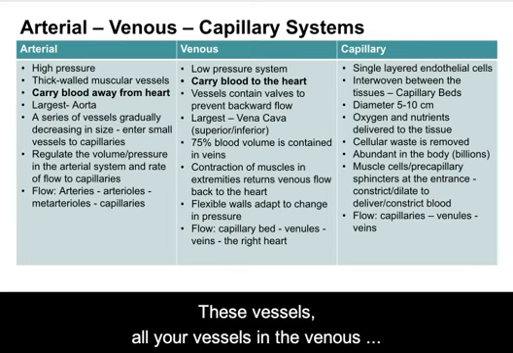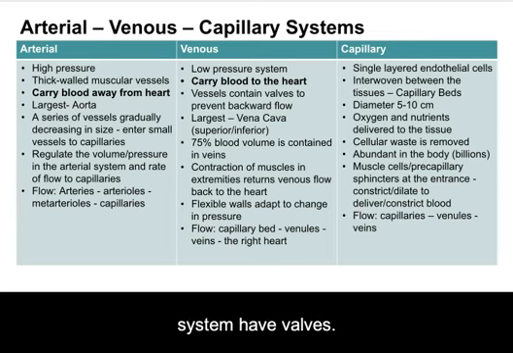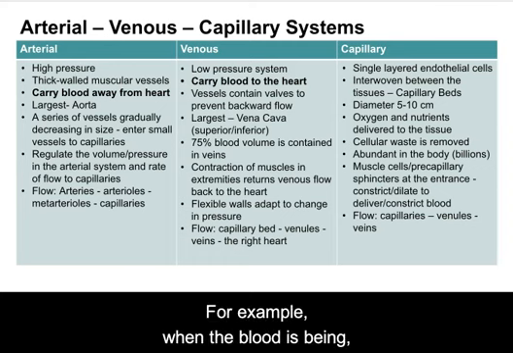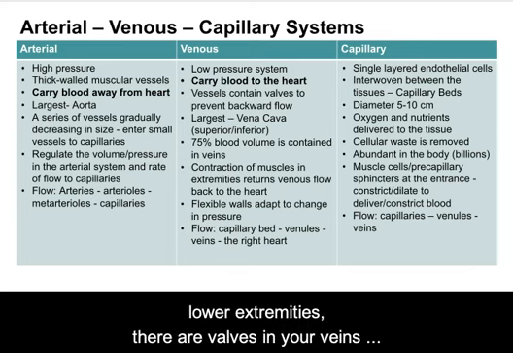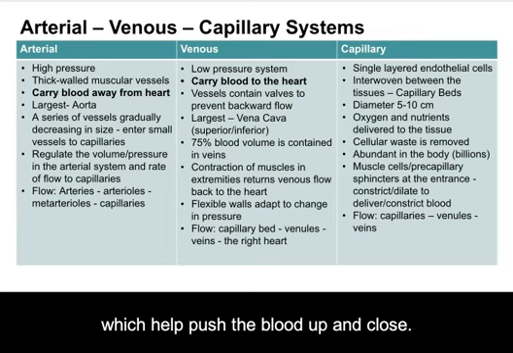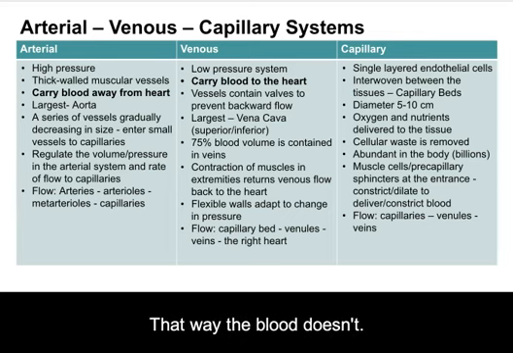All your vessels in the venous system have valves. This helps to prevent backflow. For example, when the blood is being transported back to the heart from, say, your lower extremities, there are valves in your veins which help push the blood up and close. That way the blood doesn't have backward flow.